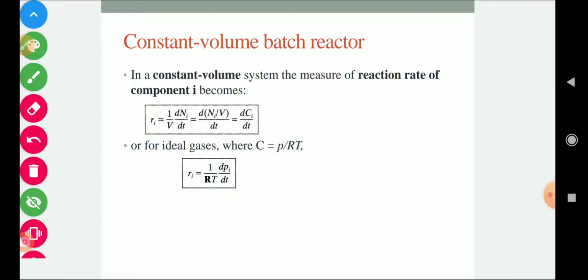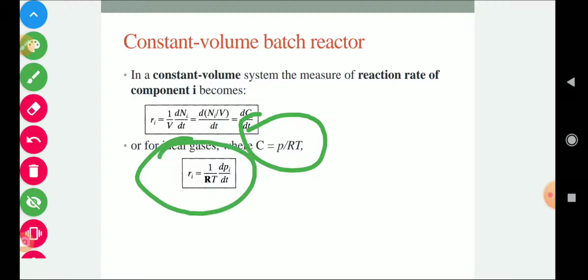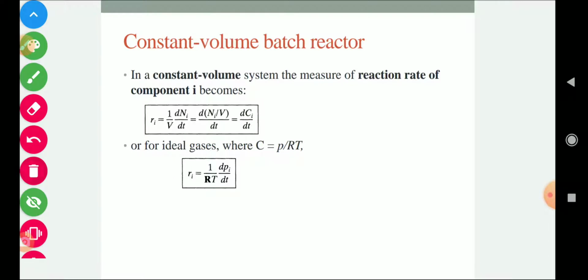Again, for an ideal gas, PV equals nRT, and n by V equals C, the concentration. So this C will be equal to P by RT, and if we put this value in the above equation, then finally we get this rate expression, Ri equals 1 upon RT dPi upon dt. Here Pi is the partial pressure of component i.